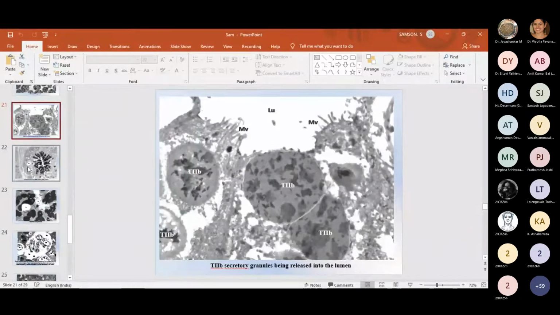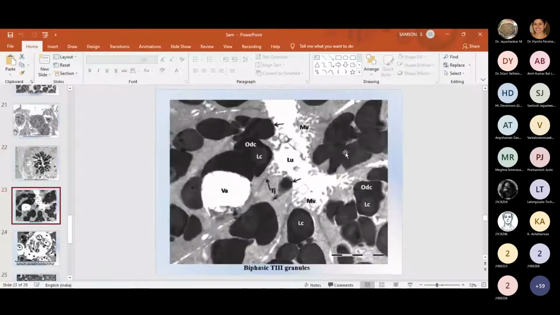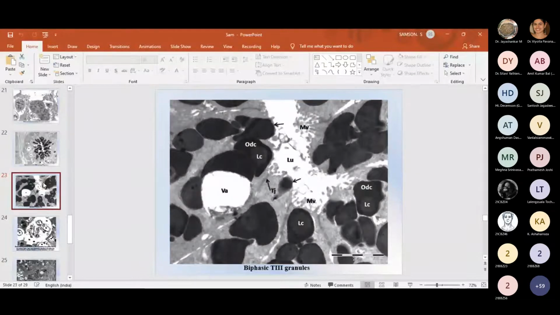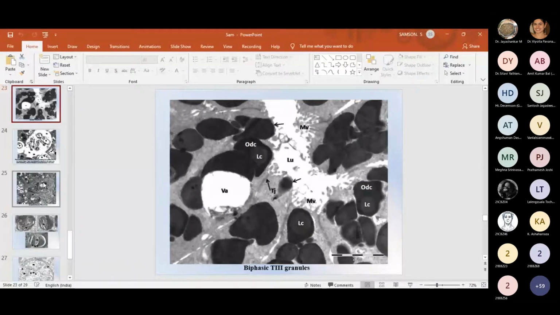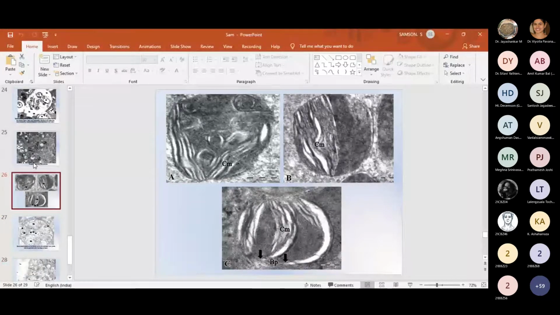The third type of granule which we noticed is completely dense. It is completely different from type 1 and type 2, and so we named it type 3 granules. These are very distinct granules, and they have an electron lucent core and an electron dense rim around it. As these type 3 granules age, they take on a shriveling appearance, and slowly they degenerate and release the content into the cytoplasm.